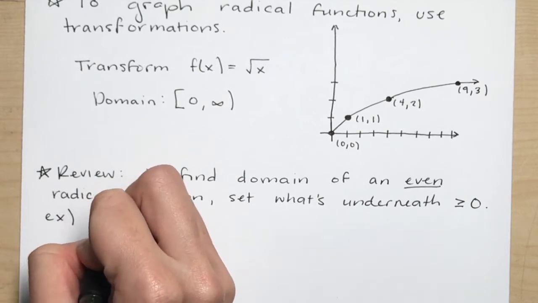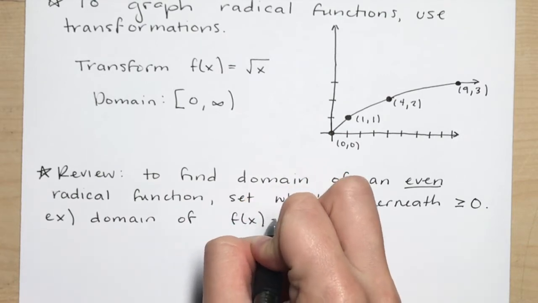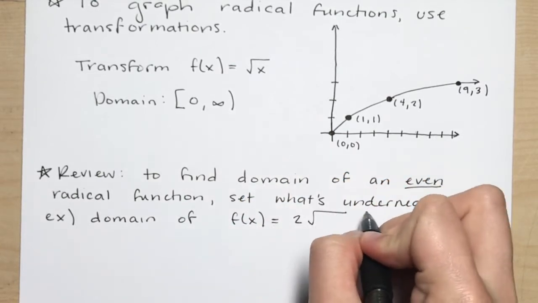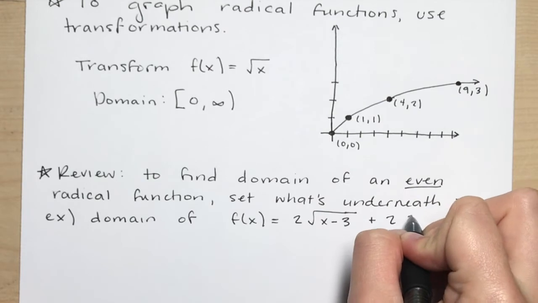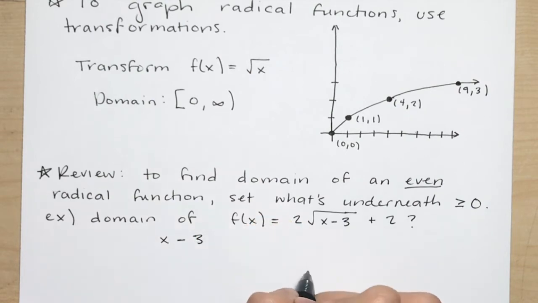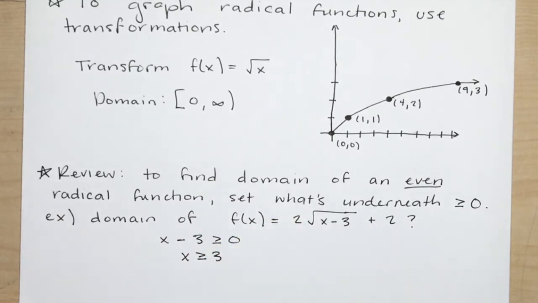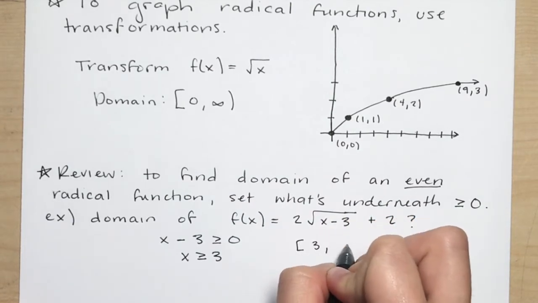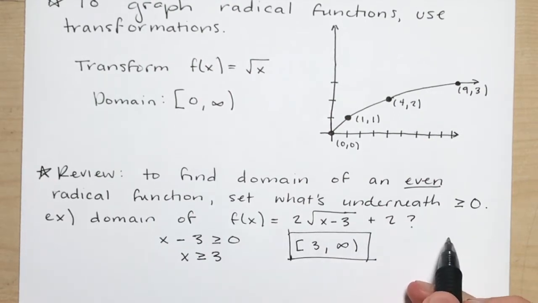Domain of f of x equals, let's say, 2 times the square root of x minus 3, plus 2. Well, we take what's underneath, so x minus 3, and set it greater than or equal to 0. We bring the 3 over. We have x is greater than or equal to 3. So interval notation gives me this. Simple as that. We don't have to touch the stuff on the outside. We just have to look at what's underneath the even root.